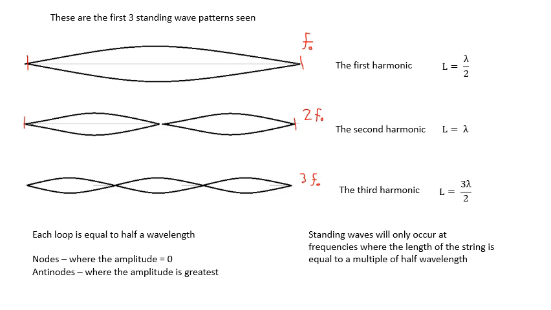Nodes are where the string isn't moving, the amplitude is 0. Antinodes are where the amplitude is greatest. So on this second diagram here, that's a node, capital N. There's an antinode there, there's a node there, there's an antinode there, and there's a node. Not a nerd, a node, N-O-D-E. Standing waves will only occur at frequencies where the length of the string is equal to a multiple of half wavelengths.